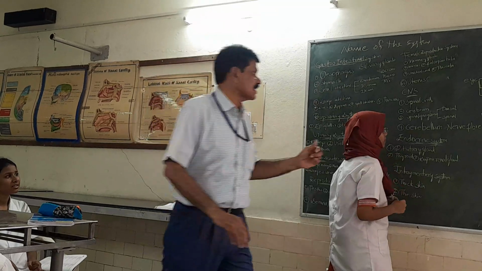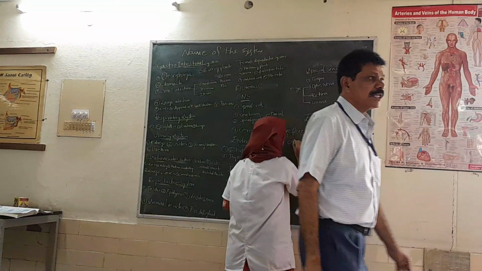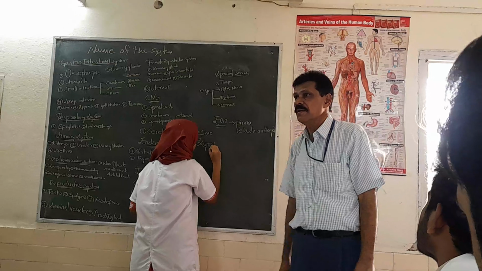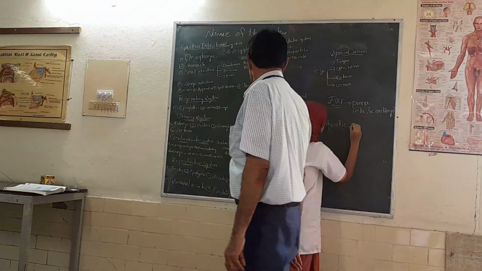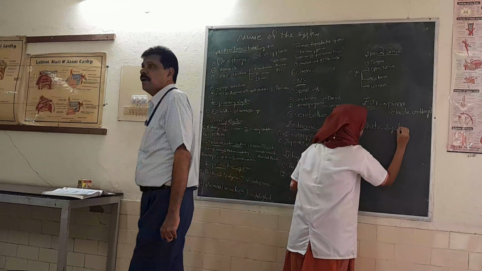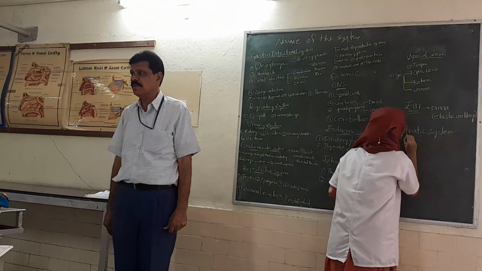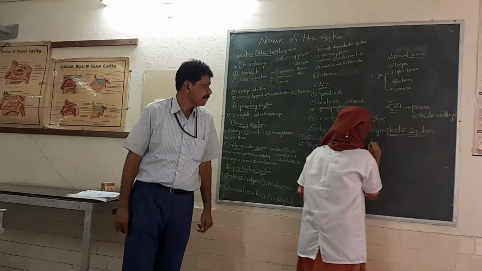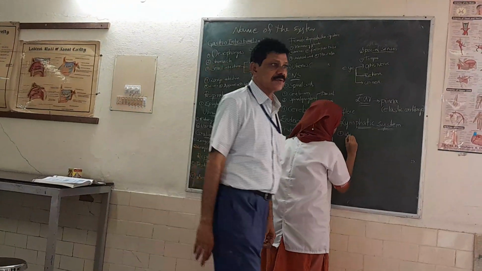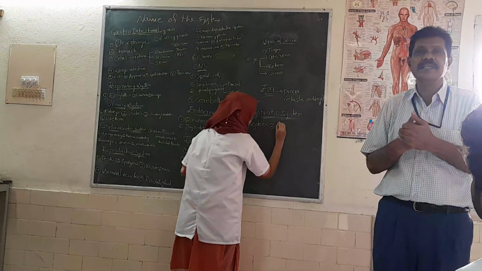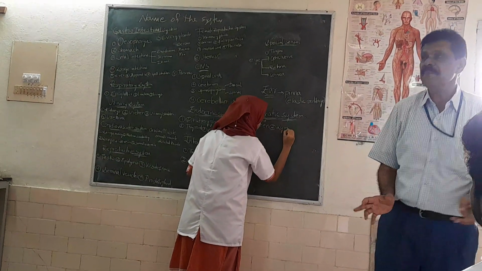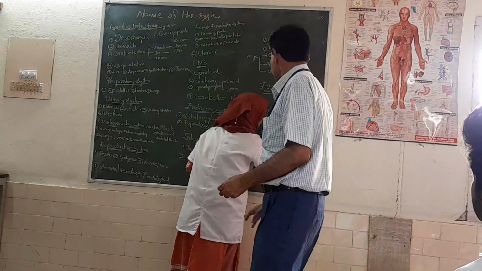Spleen, thymus, lymphatic system. The right lymphatic system. Spleen, thymus, tonsil. Lymph node. Lymph node also. Lymph node, spleen, thymus. So you are now discussing the entire histology, all the systemic histology, one by one.